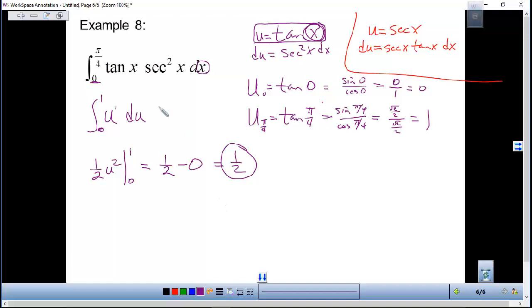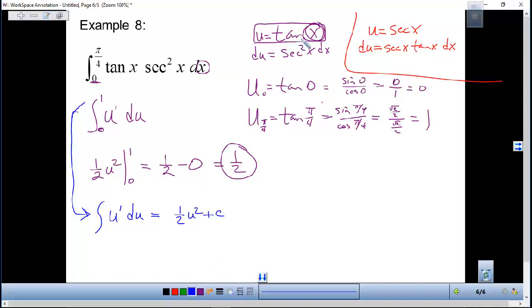All right, now let's say we did not want to find the upper and lower bound here. Let's do this just a little bit differently. I'm going to skip from the beginning down to here. Not even going to get to this part. So we're going to get the integral of u to the first du. I'm going to go ahead and evaluate it. So I'm going to take the antiderivative of u to the first du. You're going to get 1/2 u squared plus c.